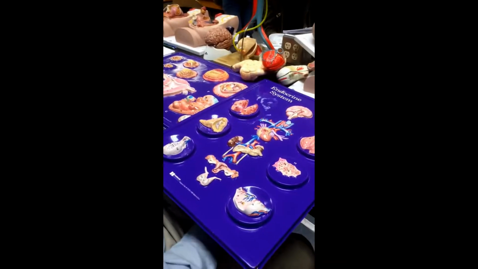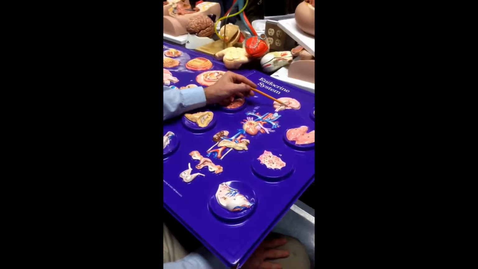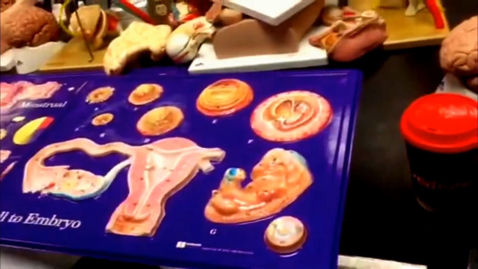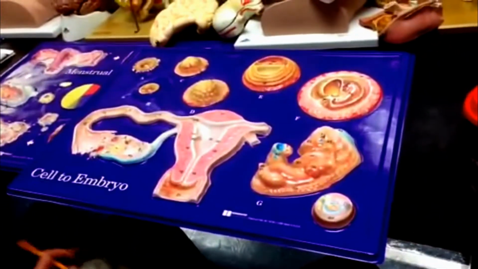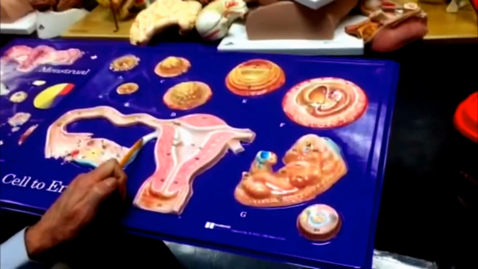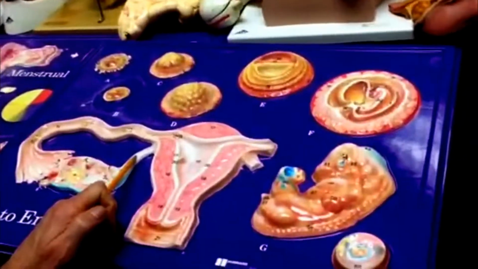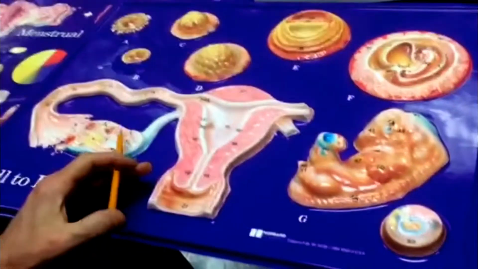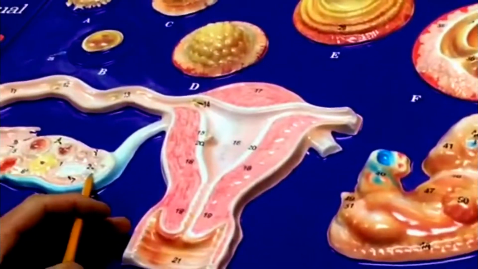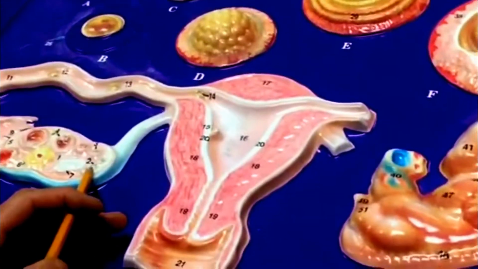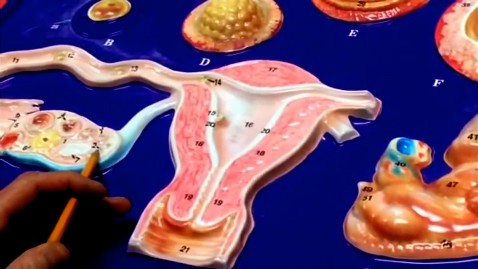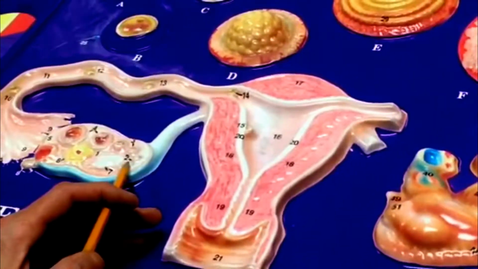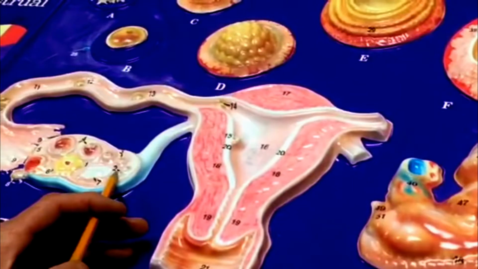Okay, here they're showing you, there's your pituitary. What structure is that? Ovarian ligament. What structure is that? Primordial, or another would also accept primary follicle. What kind of egg would be in there?